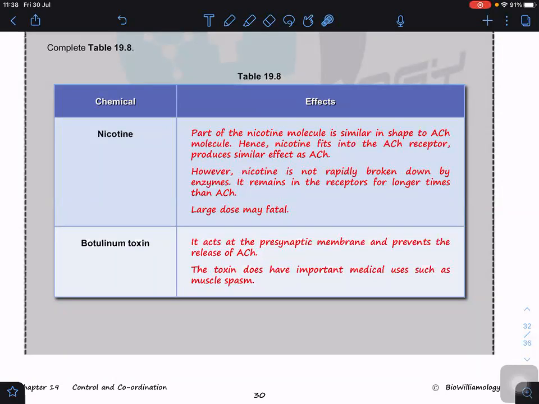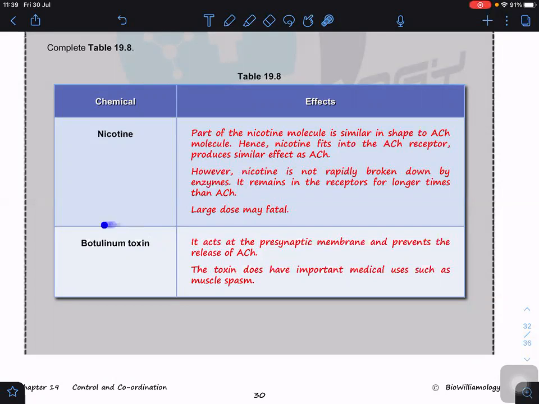Are you clear? So this is called nicotine. But the thing is, a large dose may be fatal, because try to imagine acetylcholine continuously remaining inside your synaptic cleft, this nicotine remains inside your synaptic cleft. What will happen here is you're overfiring. So muscle contraction, we may have muscle cramp later.